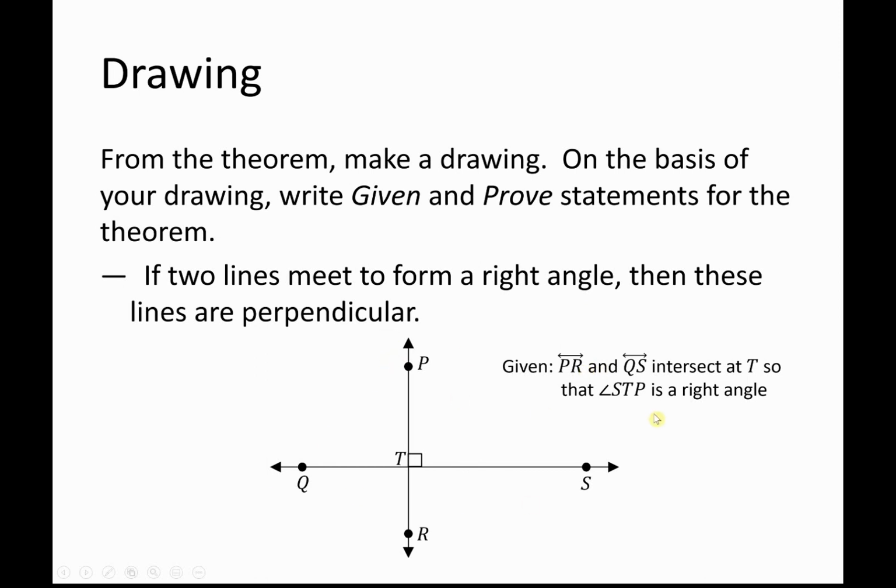Okay, cool. Now what would the proof statement be for this particular theorem? It would be these lines are perpendicular, but specific to the drawing. Which lines? Well, lines PR and QS are perpendicular. That's the proof statement, and since we have a symbol for is perpendicular to, we have a little bit of mathematical shorthand, we can make the proof statement incredibly concise.